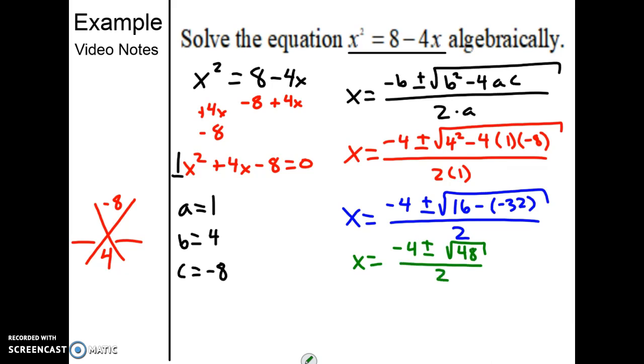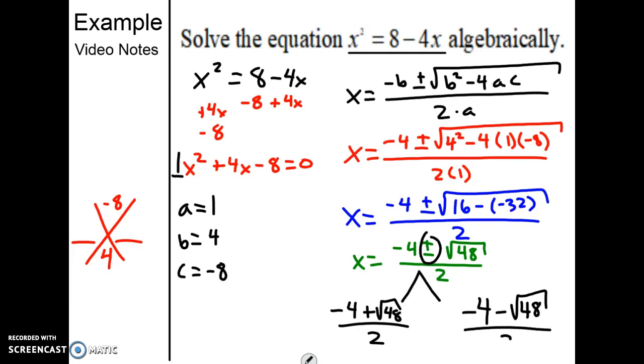This is a point where I would basically split this apart and plug it into my calculator. So this plus or minus is where we would split that apart. You'd have negative 4 plus the square root of 48 divided by 2, and another one would be negative 4 minus the square root of 48 divided by 2. And you'd want to hit the enter key on your calculator before you divide by 2, just so you don't need to use parentheses for your order of operations.